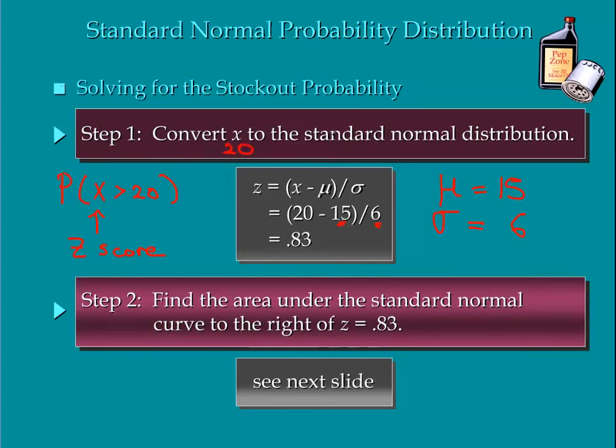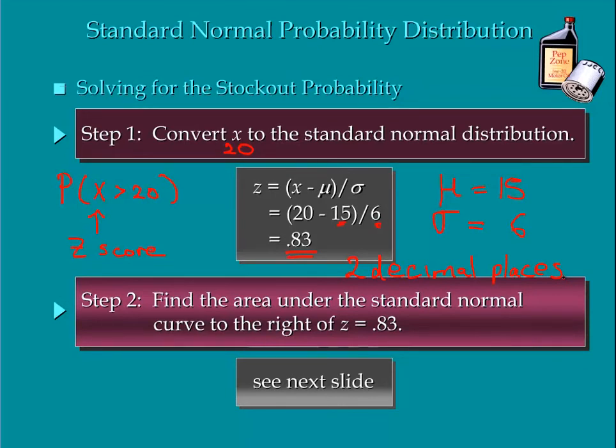So convert x to the standard normal distribution. It's a very simple calculation here. 20 minus 15 divided by 6, that's equal to 5 divided by 6, which is equal to 0.83. Just as a remark, it's best to leave your answer to 2 decimal places. You'll see shortly why that is. Now, that's the first step done. That's a big step: the standardization formula, computing the z-score.